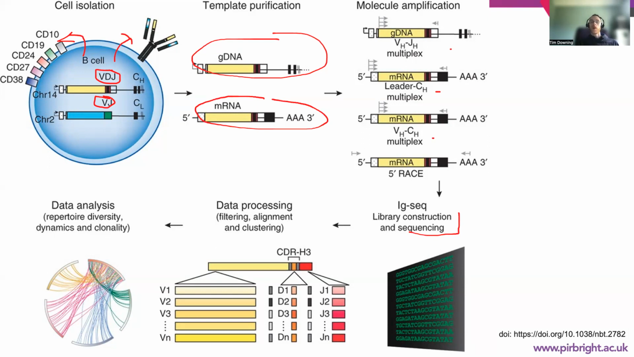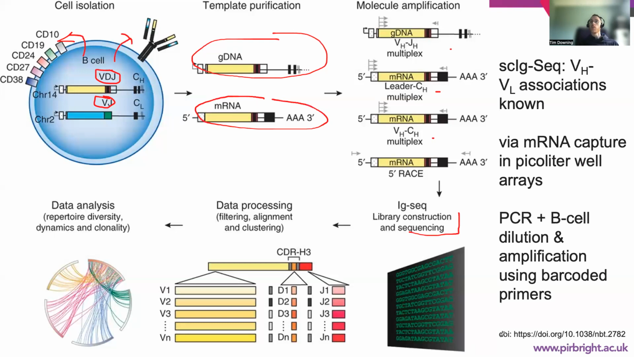If we look, so yeah, that covers that. You could note that there's a single cell IgG because they're starting with different B cells at the start. And then typically the mRNA will be captured in picoliter well arrays. It's very, very small quantities that are being used.